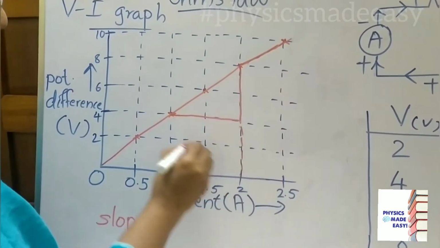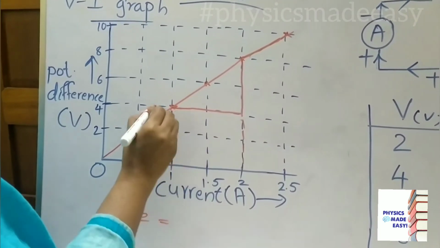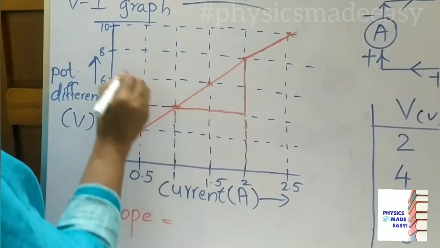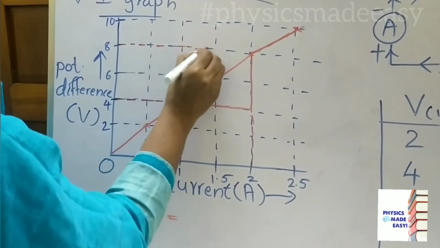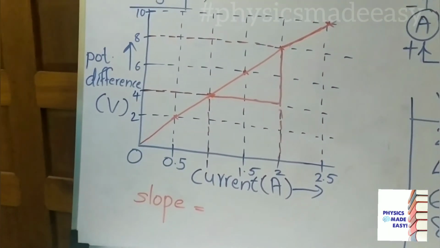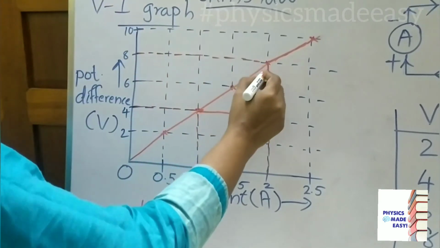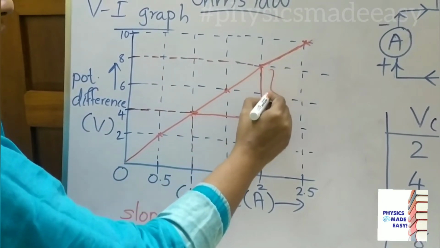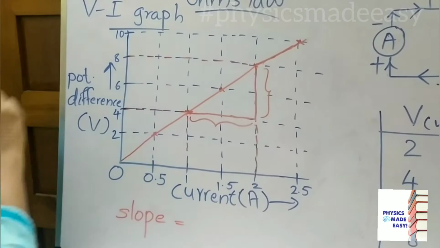You know how to find the slope. Last year you learned this. So here, like this. Then how to find the slope? We have to consider this right angle triangle, then altitude divided by base gives us the slope.